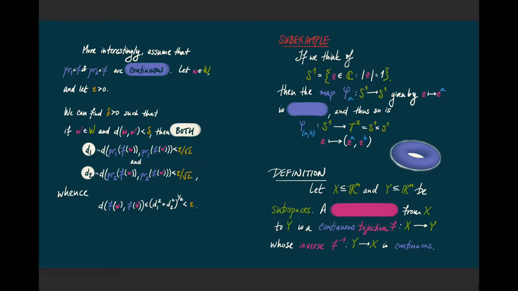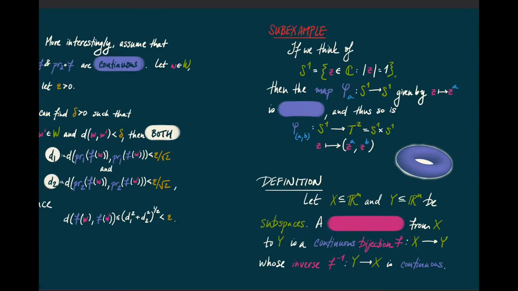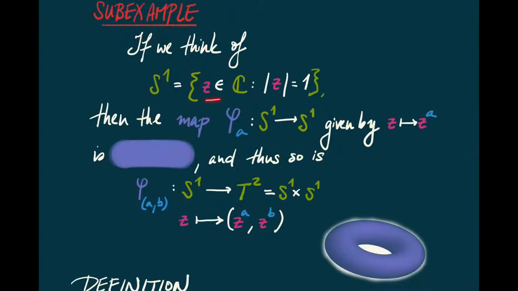Let's look at a sub-example of that example, just for fun. Now we'll think of the circle as a subset of the complex plane. We're just going to do that to make our equations easy to write down. So this is going to be the set of complex numbers of modulus 1. Well, we can define a map called phi sub a, which will go from S1 to itself. And how will we define it? Well, it'll simply be z goes to z to the a. A here is just some integer, say. And that's a perfectly good continuous map.